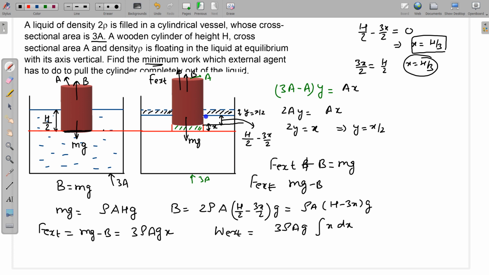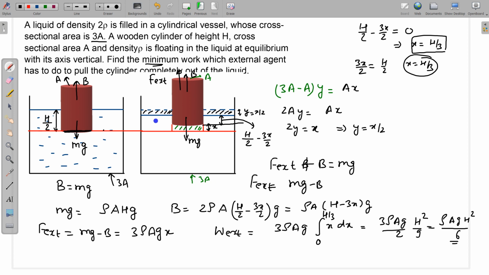For dx displacement we can say that the external force almost remains the same, and this is the 0 to h by 3 limit. So this is 3 rho a g, and this is x square by 2, and after putting the limits, this is h square by 9, and this 3 and 9 will be cancelled. This will be rho a g h square by 6. So this is the final answer to this problem, rho a g h square by 6.